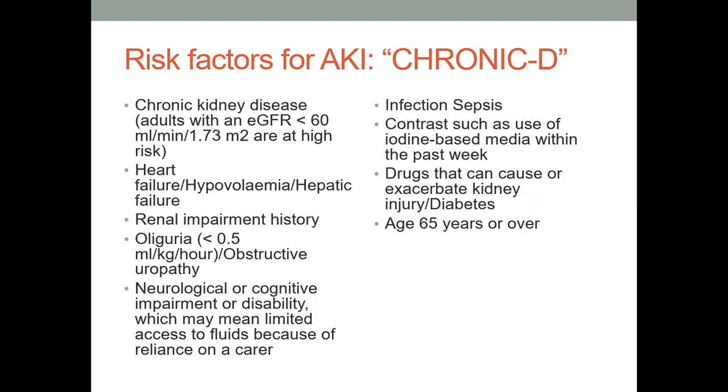Patients in heart failure, hypovolemia or hepatic failure, when there's a history of renal impairment in the past, when the patient had a previous history of oliguria, defined as 0.5 ml per kg per hour, or the patient has a history of obstructive uropathy, when the patient has neurological impairment, which renders the patient not able to have access to fluid intake, the patient becomes fluid depleted, hypovolemic, and predisposed to develop AKI.